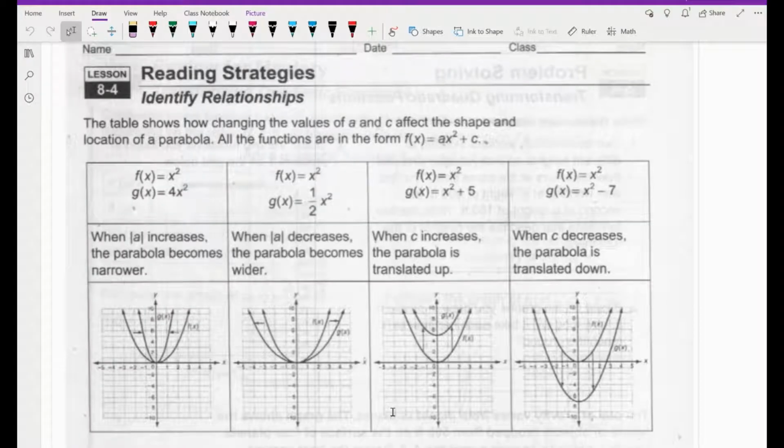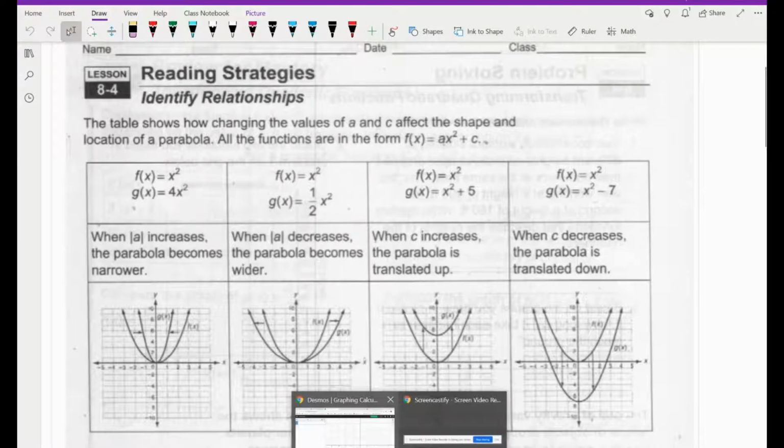Welcome to lesson 8.4, Transforming Quadratic Functions. In this lesson, we're going to look at equations of quadratic functions and predict whether the quadratic functions are getting narrower or wider, whether the functions are moving up or down, or if they're opening upwards or downwards.